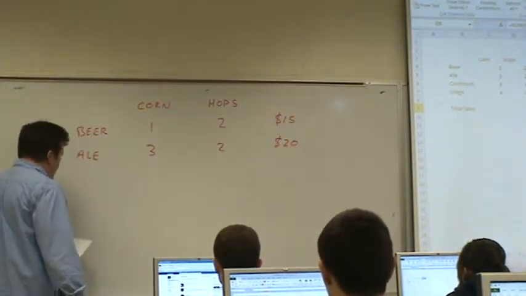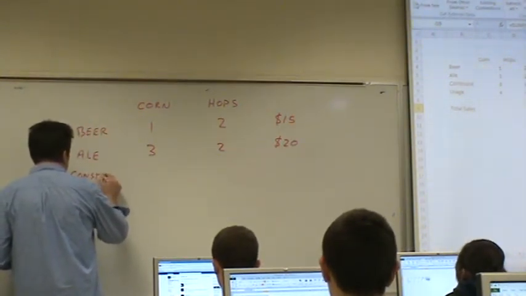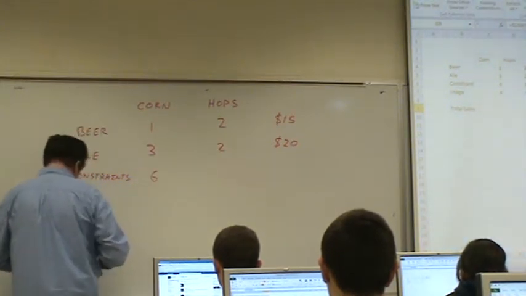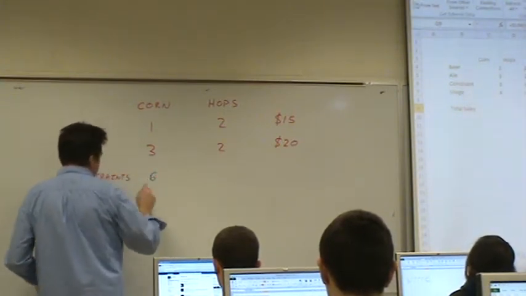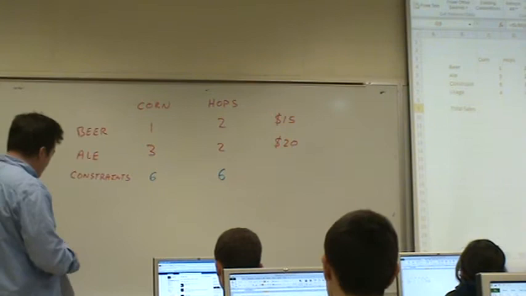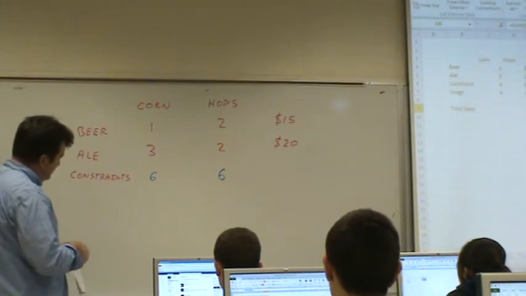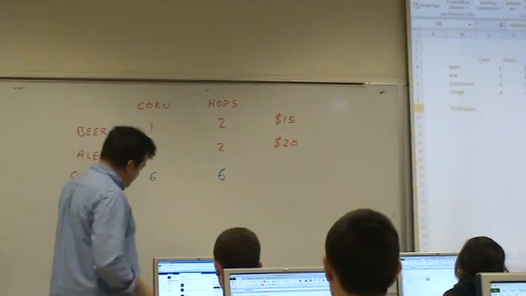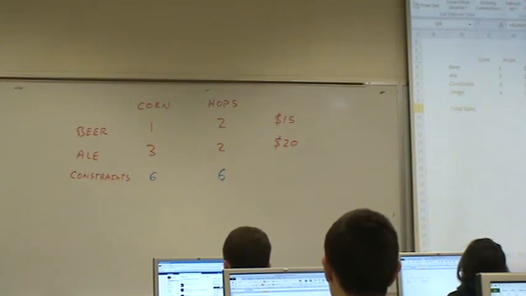Now, we only have, so these are our constraints. We only have 6, as our total amount of ingredients to make beer and ale with. And the only thing we know how to make is beer and ale. Okay. So now the question is, what is the smartest way to use our ingredients, assuming our goal is to make as much profit as we can?